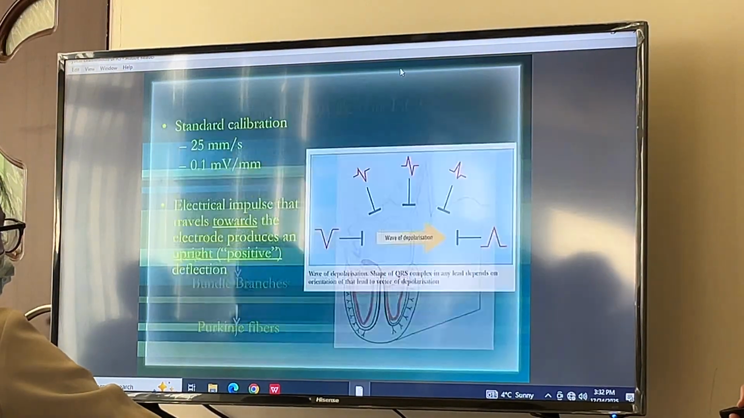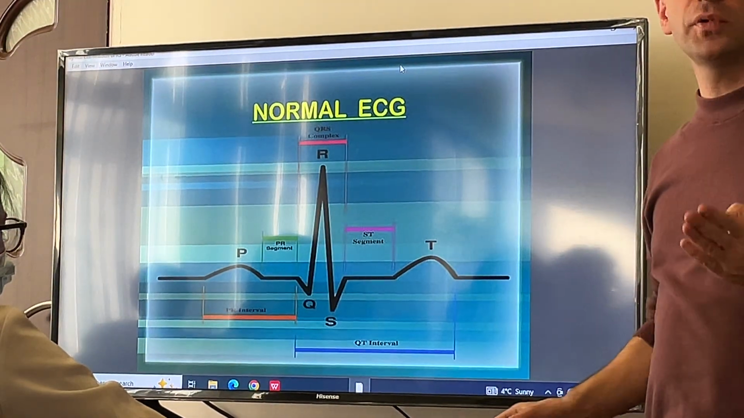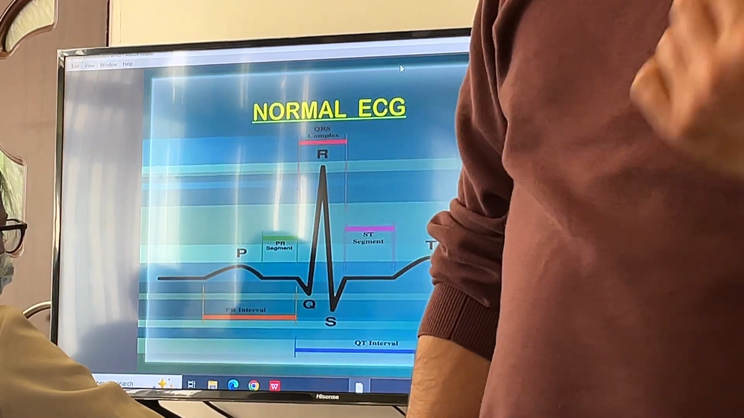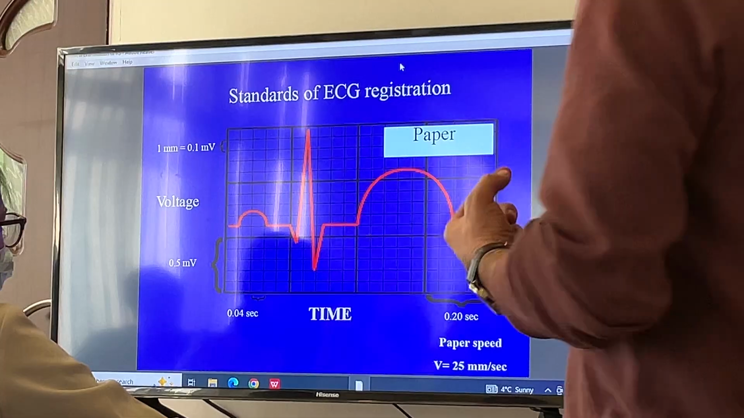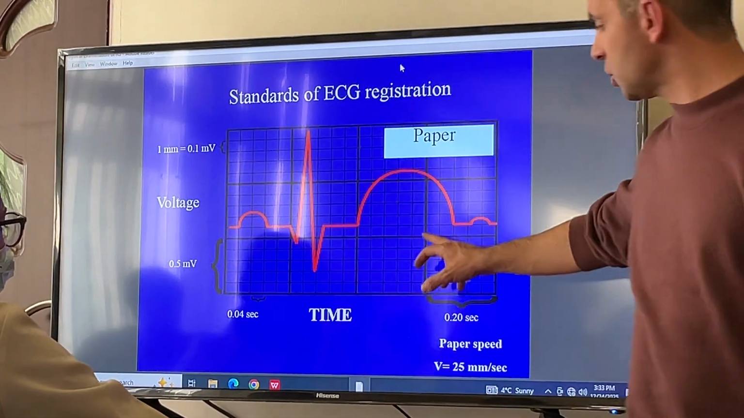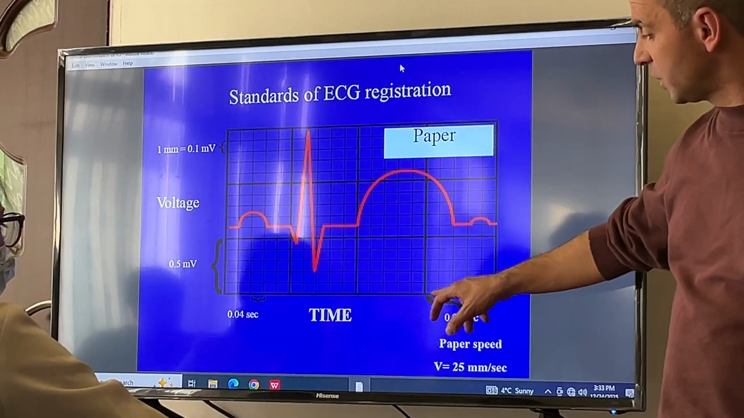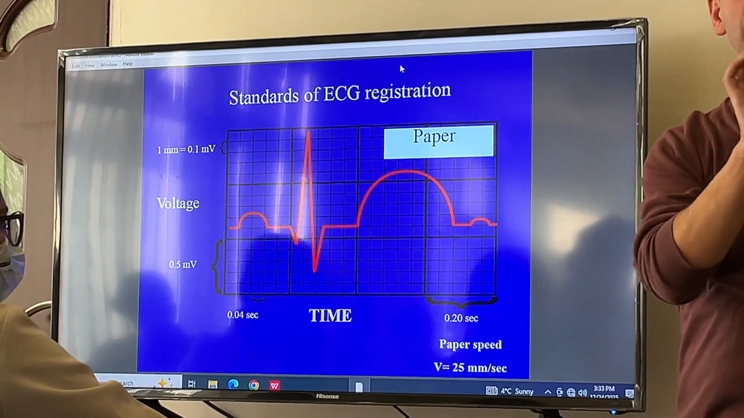Now, about how to measure. ECG paper is millimetric paper. It has small boxes and large boxes. Yes, 1 millimeter. Each small box, horizontally and vertically, is 1 millimeter. Yes. So, height and width are 1 millimeter.